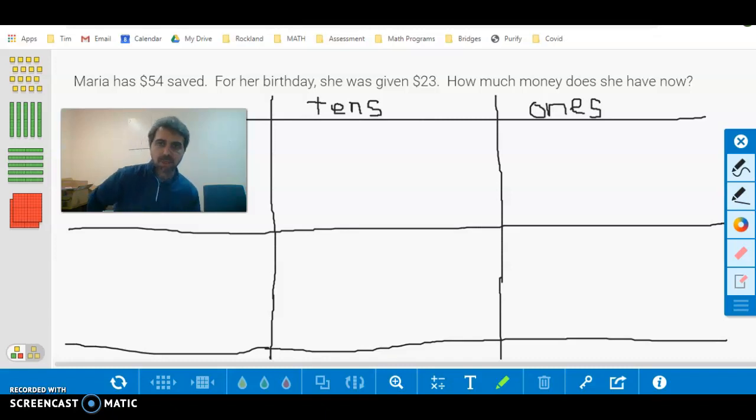McAndrew, the math coach. Very excited to be here with you today to do some two-digit addition with base 10 blocks, or sometimes they're called base 10 pieces. So you can see here, there's a lot going on.